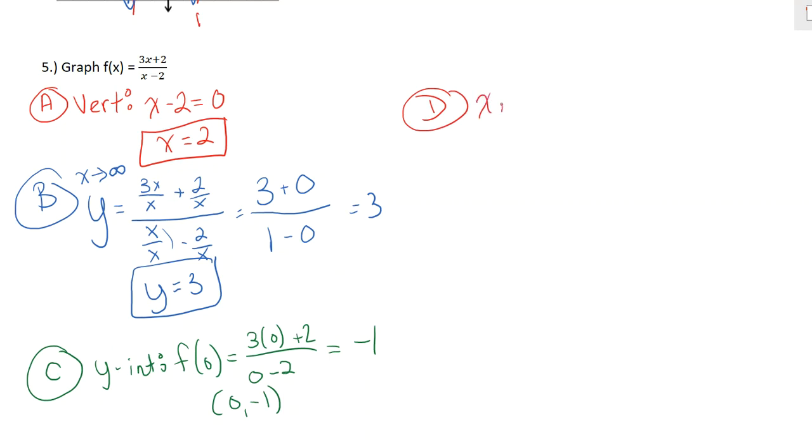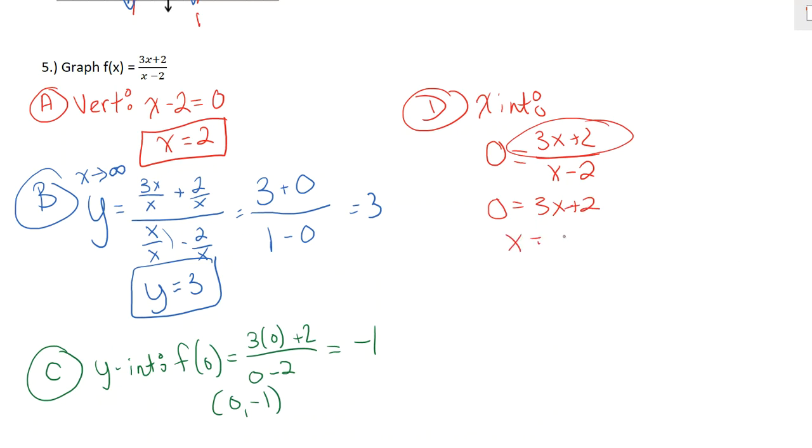Next thing is to find our x-intercept. We can find our x-intercept by setting it equal to 0. So it's 3x plus 2 over x minus 2. So in order for this to be 0, that means the numerator has to be 0. So 0 equals 3x plus 2. So x equals negative 2/3. I just subtracted the 2 and divided by 3. So that is our x-intercept, which would be at a coordinate point of negative 2/3, comma 0.